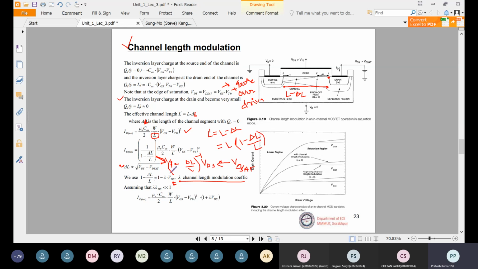Okay, so this will become 1 minus lambda VDS. So we will be taking 1 minus lambda VDS to the power -1, so it will become 1 plus lambda VDS. Okay, so this value will be the same throughout. Up to here it is the same, but only this term will be in relation to this 1 plus lambda VDS. So this will be the extra term that should be considered if channel length modulation is taking place.